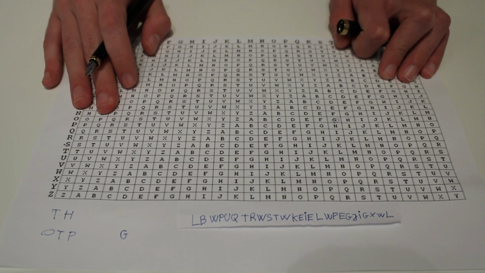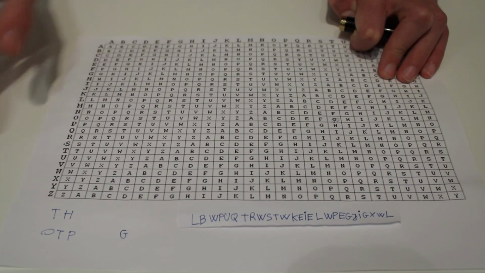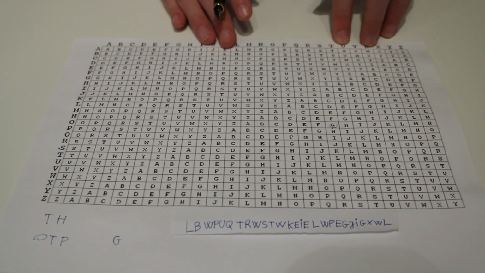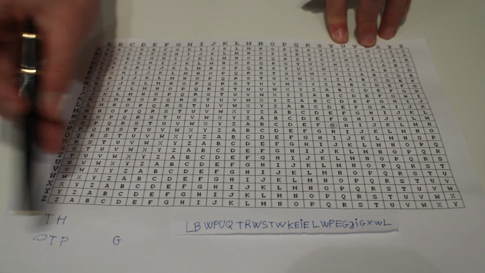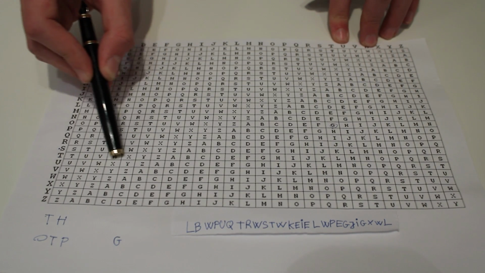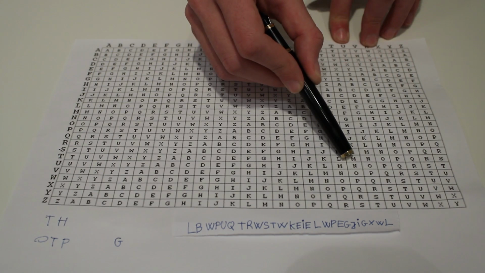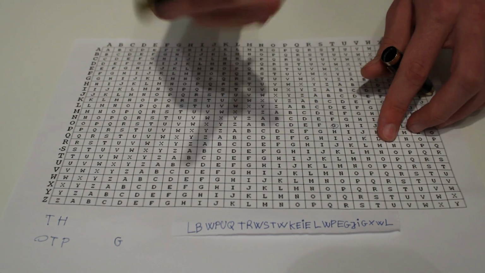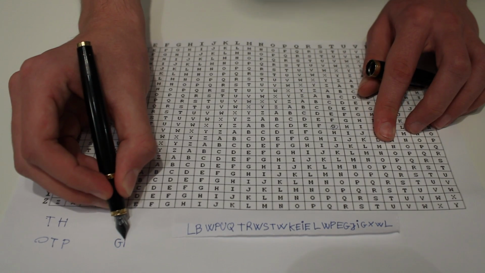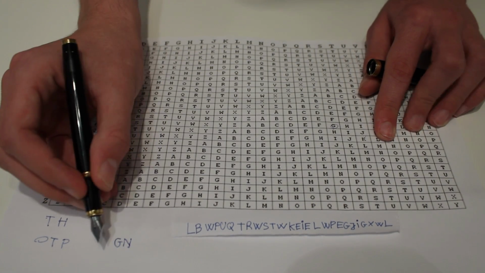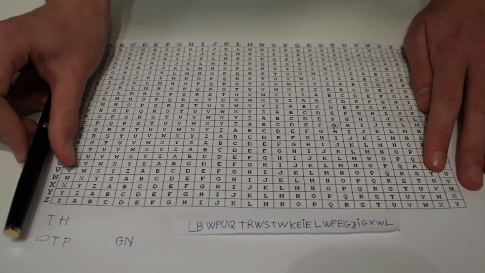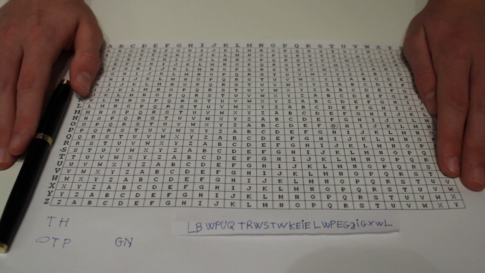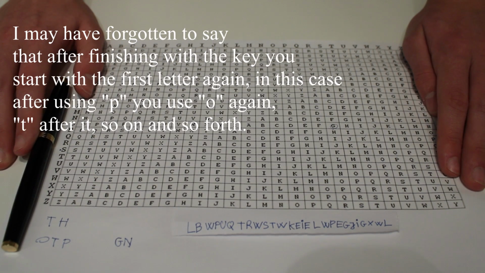Now let's go for the second letter, which is U. So you go here to U, and you also need to go to the second letter of the key, which is T. So you go until T meets U at N. So the second letter would be N. And so on and so forth. Encrypting and decrypting messages this way is easy and much harder to break than the Caesar cipher.